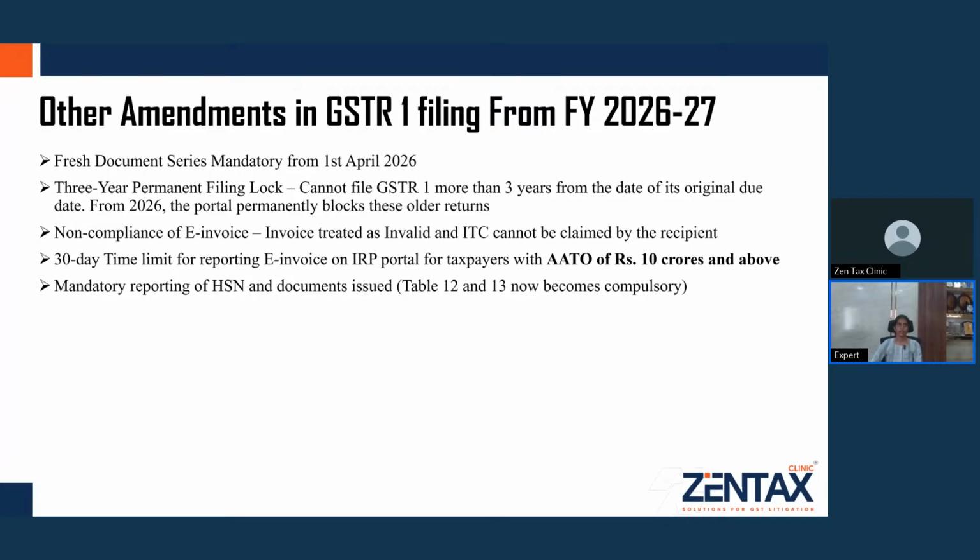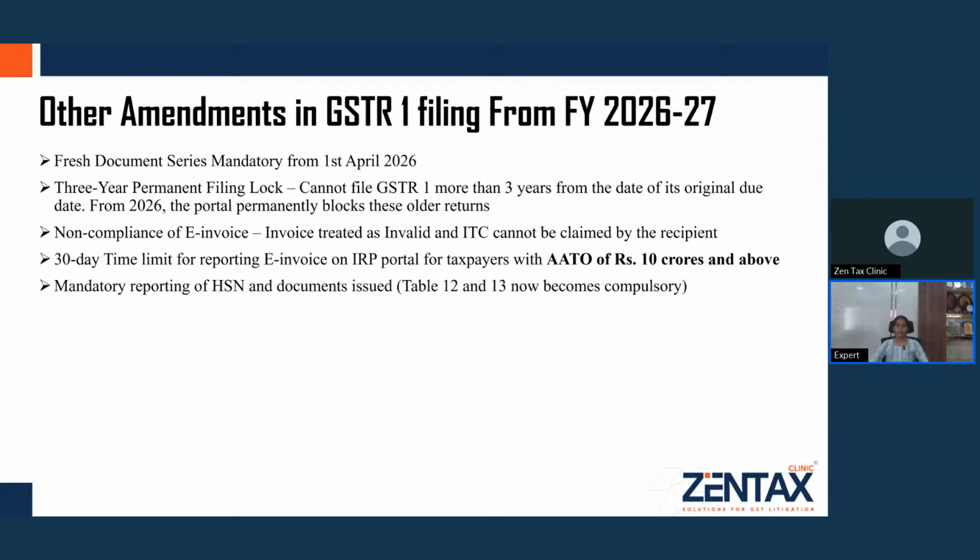Day time limit for reporting. As we all know, e-invoice compliance is applicable to the registered person whose aggregate turnover in a preceding financial year exceeds ₹5 crores. So there is a relaxation for generating e-invoice for the persons whose aggregate annual turnover is 10 crores and above. They shall generate the e-invoice within 30 days of the original supply. So here, such taxpayers have been given a 30-day period to generate the invoice on the IRP portal.